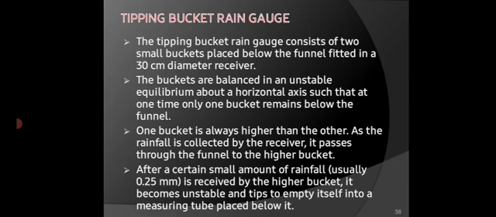So when the water tips in one bucket after it gets filled, then it goes up and the second bucket gets filled. One bucket is always higher than the other as the rainfall is collected by the receiver. It passes through the funnel to the higher bucket. After a certain small amount of rainfall is received by the higher bucket, it becomes unstable and tips to empty itself into a measuring tube placed below it.